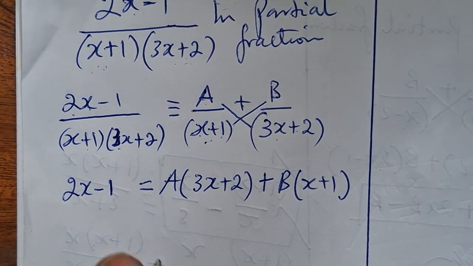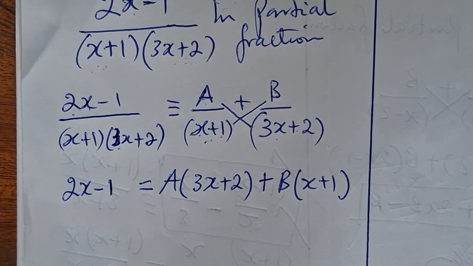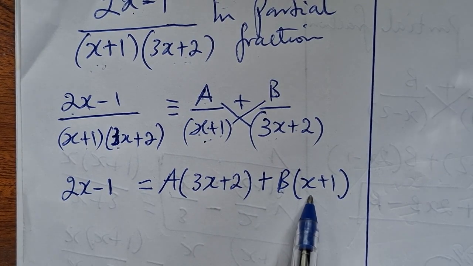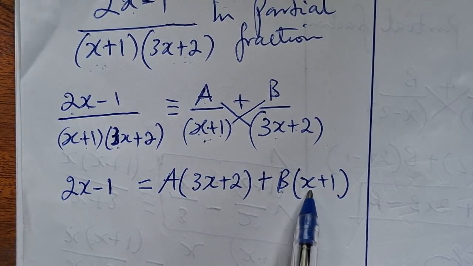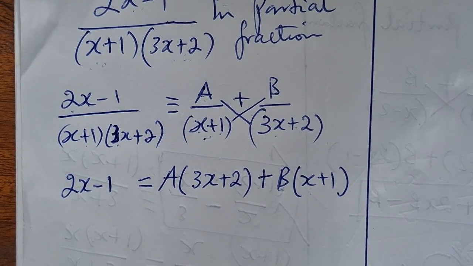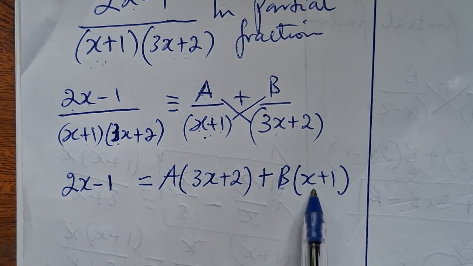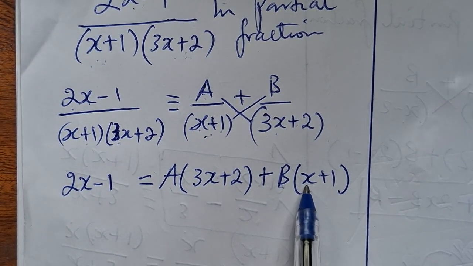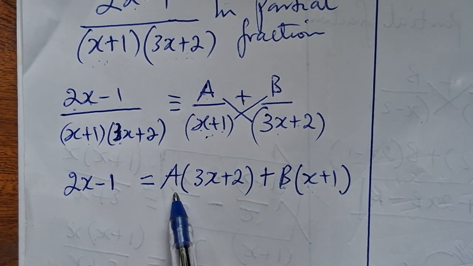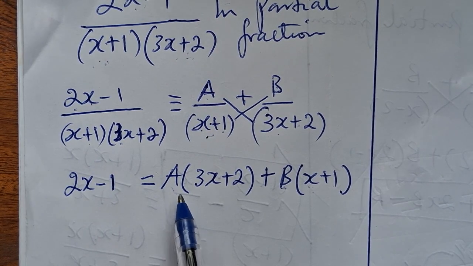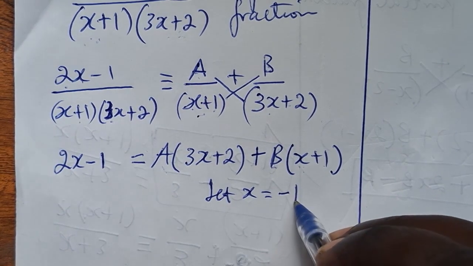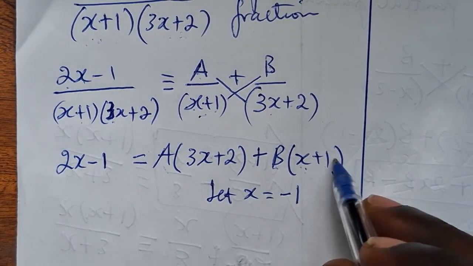Now, looking at this, we need to look for the values of A and B. We have to let x be a certain value so that we either eliminate B or eliminate A to get either A or B. If we say let x be equal to minus 1, then minus 1 plus 1 will be 0, and 0 times B, all of it will be 0, and we can easily get A. So we are going to use that tactic here. We are going to say that let x be equal to minus 1, so that if we insert it here, all of this will be eliminated.